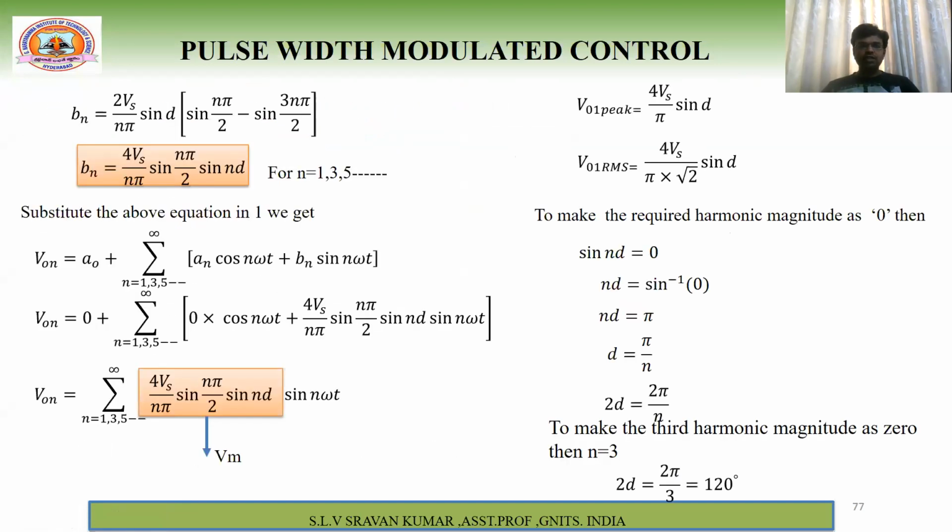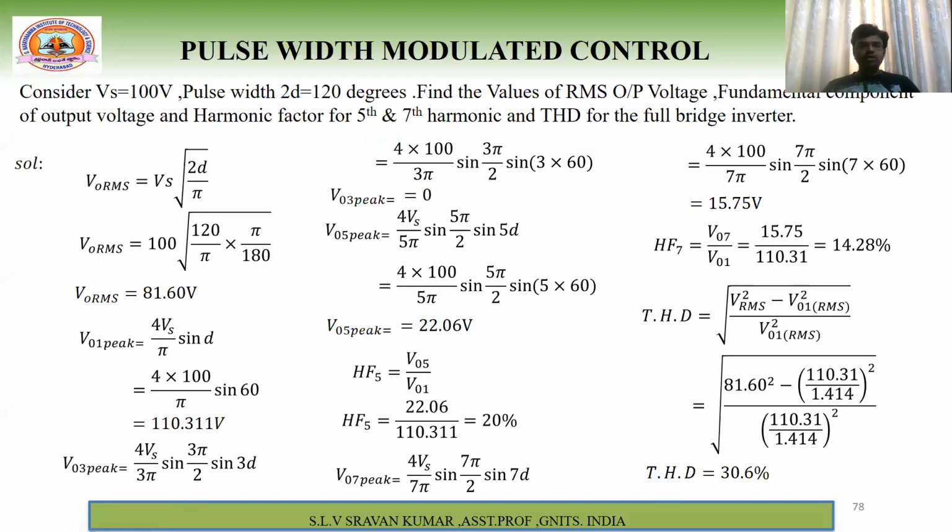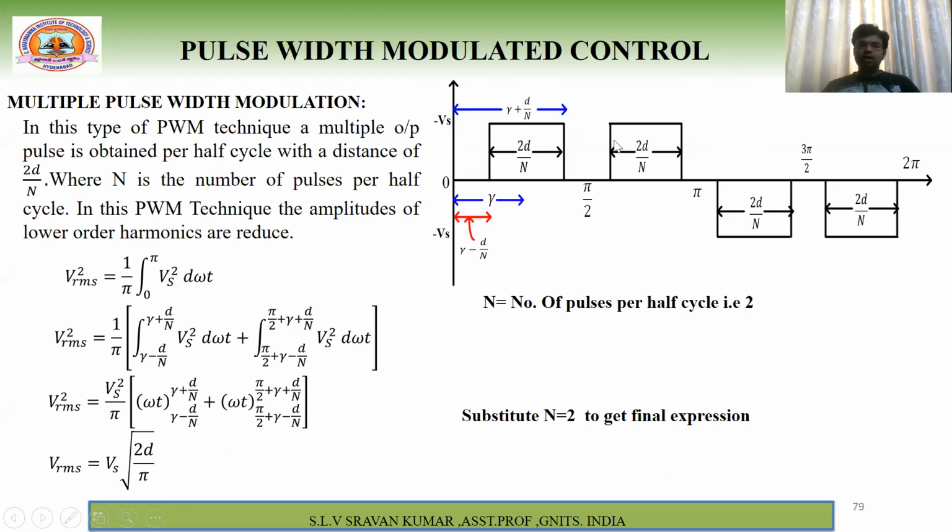Now, in this class, we are discussing multiple pulse width modulation. In this multiple pulse width modulation, for the first half cycle, what happens? Two pulses, and in the second half cycle, two pulses, right? That's why it is called multiple pulse width modulation. The pulses may be increased. You can increase the pulses like 2, 3, 4, and so on. Whatever pulses you require, you can generate. This multiple pulse width modulation has some advantages and some drawbacks, right? We'll discuss one by one.